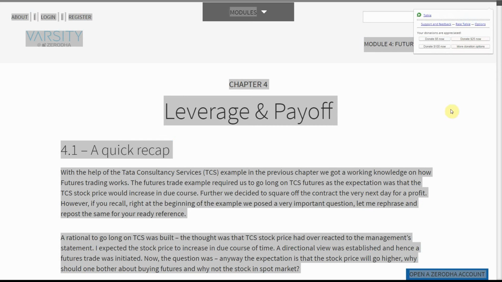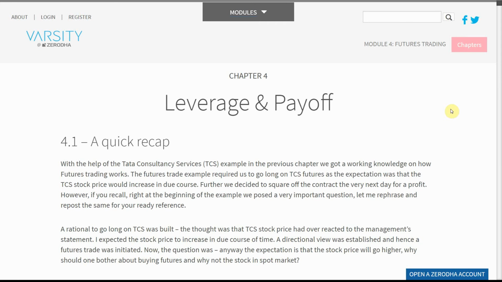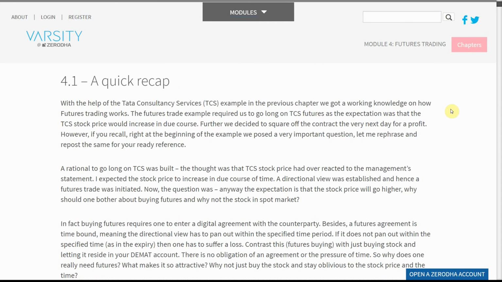Open a Zerodha account. Chapter 4. Leverage and Payoff. 4.1a Quick Recap.